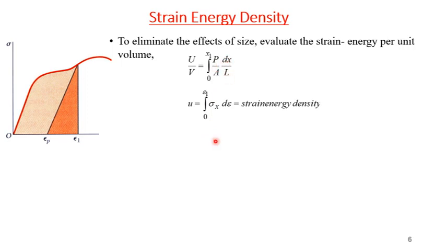dx by dl is what? Strain. Now the limit will change from 0 to epsilon 1 instead of 0 to x1, and we denote it by small u. This becomes strain energy density. If you look at this formula, it is now independent of dimension. With P dx, we don't have to consider what is load and what is deformation; we only consider stress and strain, and we can compare with the uniaxial tensile test. This is known as strain energy density.